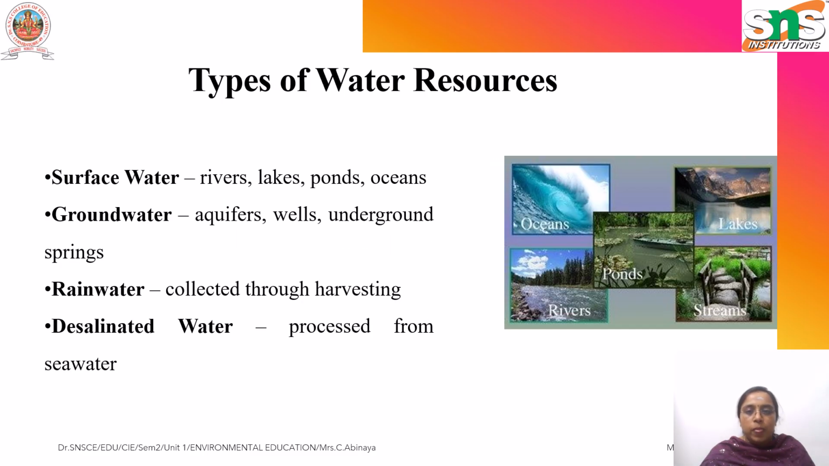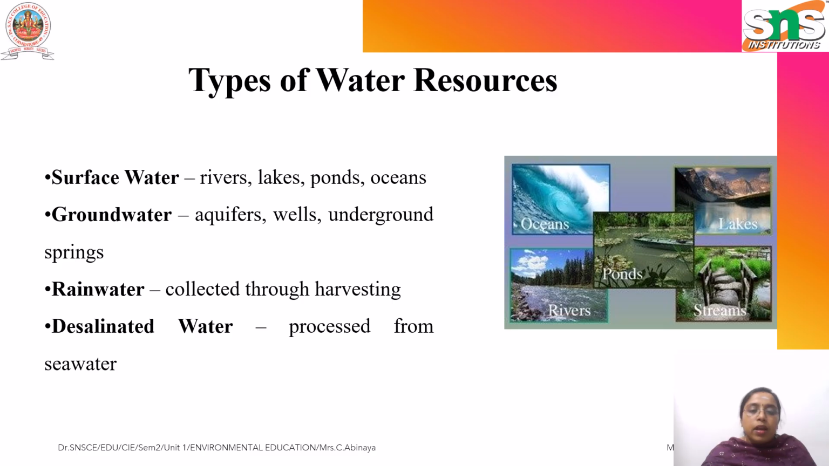Types of water resources. First one is surface water. This is the water found on the surface of the earth. It is the most visible and commonly used water resource. Rivers, lakes, ponds, everything comes under surface water. Groundwater is the water found beneath the earth's surface in the soil pore spaces and rock formations. So be it aquifers, wells, everything comes under groundwater.